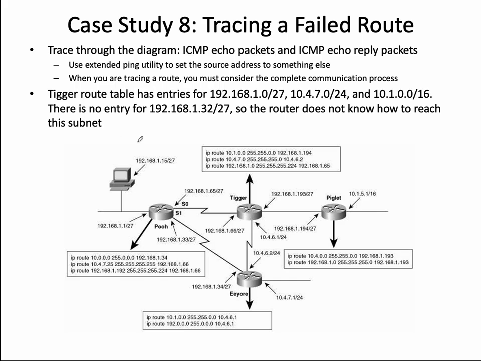So simple. The traceroute fails, right? Then this is what we see here in this routing table. You see IP route 10.0.0 is directly connected, 10.4.7, and we see here slash 27. Now if you want to reach this one, because it's not here, right? So this router doesn't know how to reach this subnet, and that's why traceroute failed.